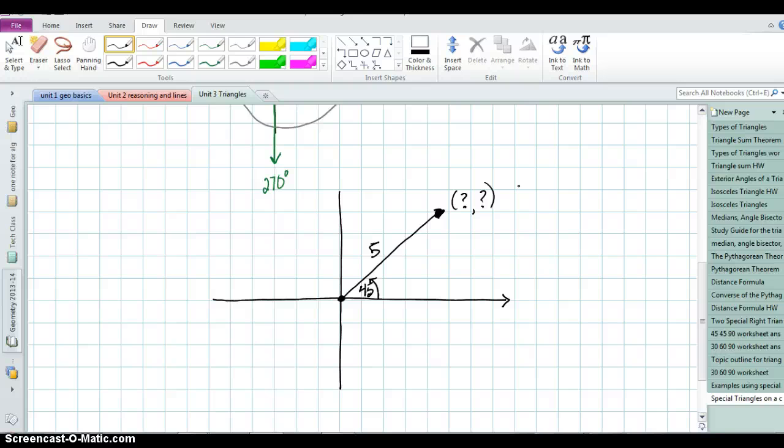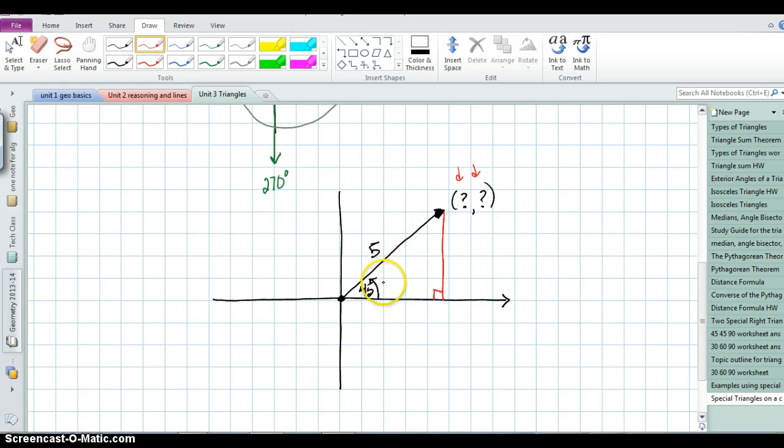So what I'm going to do is use what I already know. Because you've got a 45-degree angle here, you know that you can use a 45, 45, 90 triangle. So I'm going to drop a leg and create a 45, 45, 90 triangle. And now I'm not even thinking about that point, the stuff that I'm looking for. I'm just strictly thinking about the triangle right now.